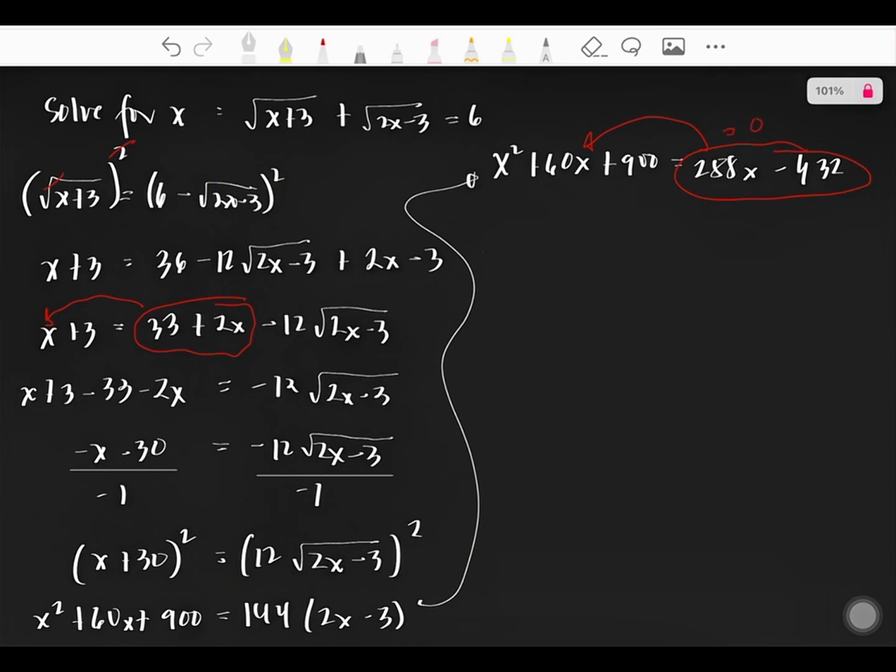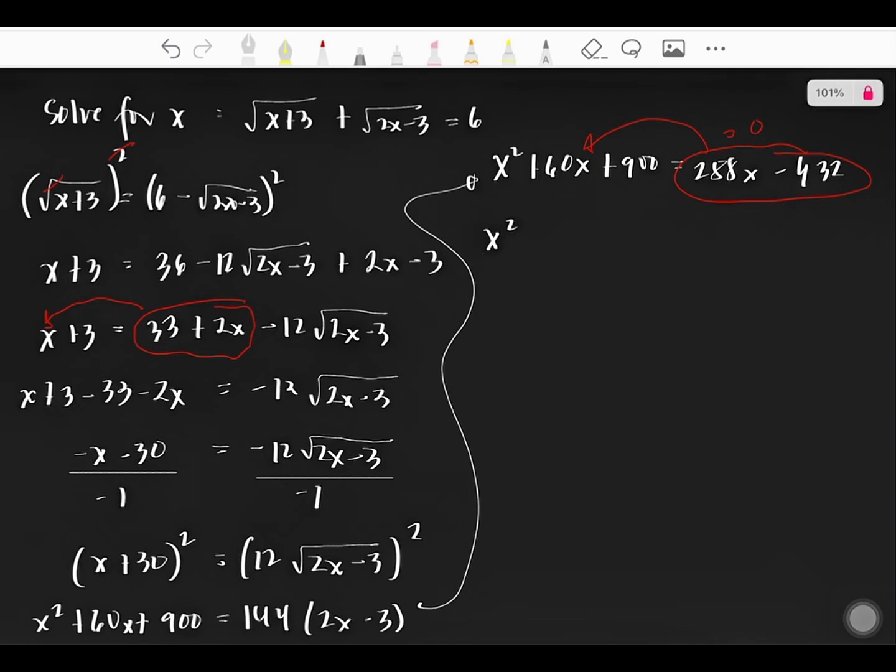And now we have x squared plus 60x plus 900 minus 288x plus 432 is equal to 0. Now, let's cancel some terms. So we have x squared minus 228x plus 1332 is equal to 0.